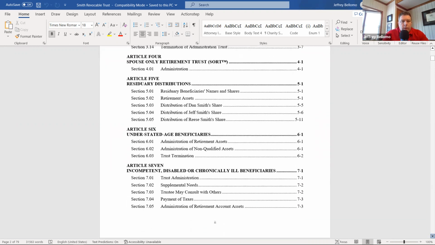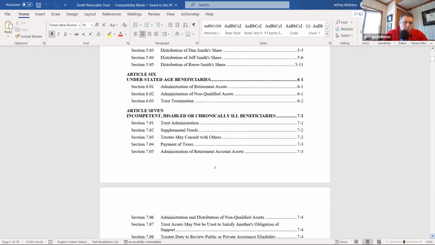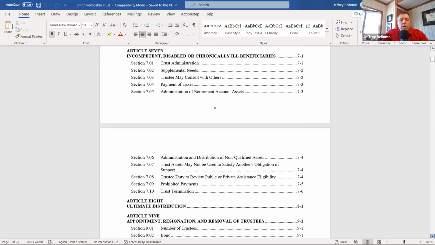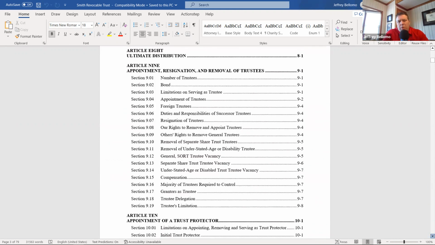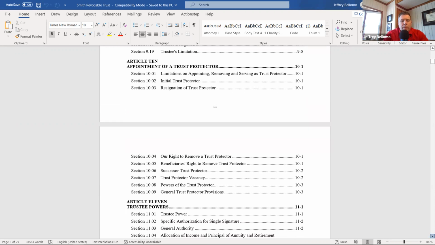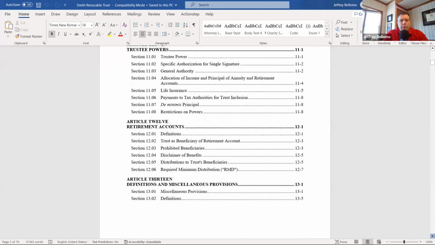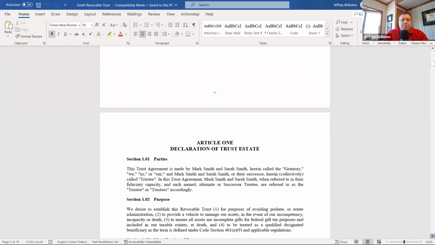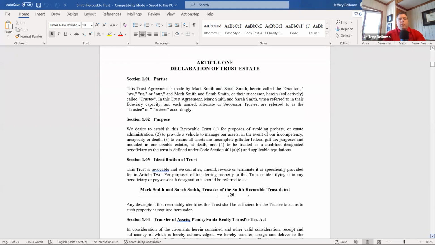And you will see that we have the page numbers 6-1, 7-1, and so on. I'll scroll through this because you're going to actually see all of this, so spending a lot of time walking through it doesn't make a lot of sense. The trust itself, of course, Mark and Sarah are the grantors, the people creating it, and the trustees, the people controlling it, which will also be the same in the irrevocable trust when we get there.